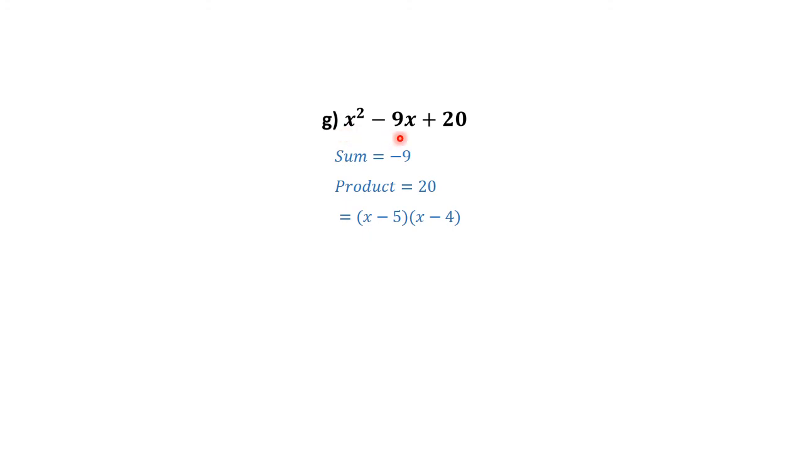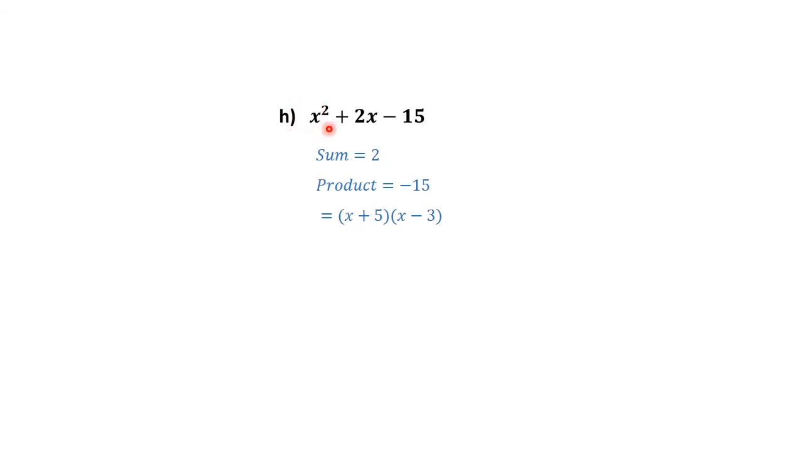Part G, x square minus 9x plus 20. We have to factorize this trinomial. So how to factorize it? We want two numbers. When we add them, we should get a sum of minus 9, and same numbers when we multiply, we should get a product of 20. So the two numbers are minus 5 and minus 4. Minus 5 times minus 4 is 20. Minus 5 plus minus 4 is minus 9.